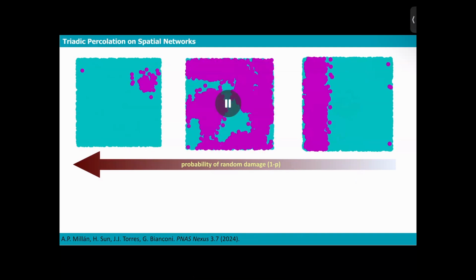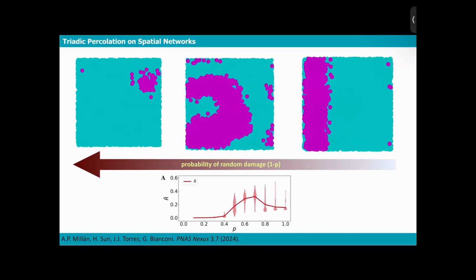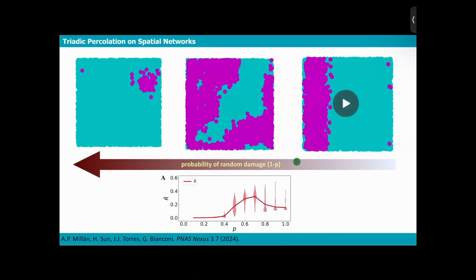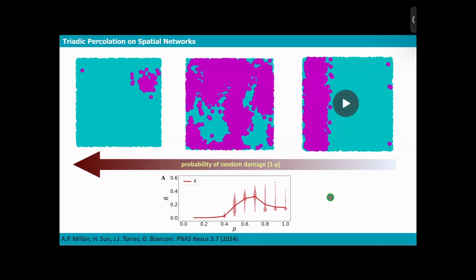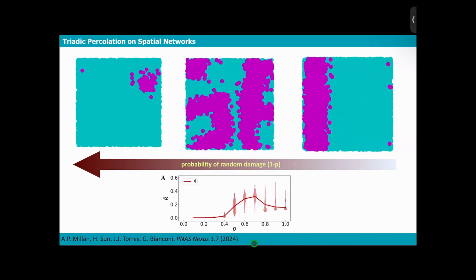And actually, one strong difference with traditional percolation is that the size of the giant component is not maximal when the noise is minimum. So here, this P is 1 minus the noise. One would expect that the size of the giant component goes to 1 as we decrease the noise, the probability of random damage, sorry. But that is not the case. We actually find that the largest giant component appears for intermediate values of the random damage, which is because of how this plays with the triadic interactions that can either activate or deactivate a link.